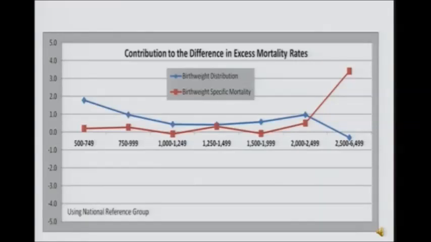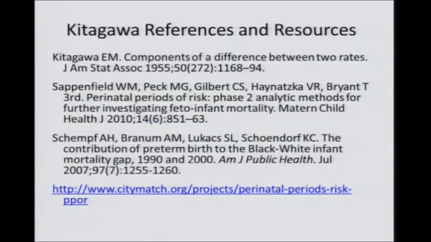And this is just another way to show this. This is looking at the entire continuum of birth weight. And you can see that it's really higher. The excess is due to differences in birth weight distribution, the blue line, among low birth weight infants, and then higher mortality rates at term. And these are some references, and CityMatCH actually has an Excel sheet for some of the calculations as well.